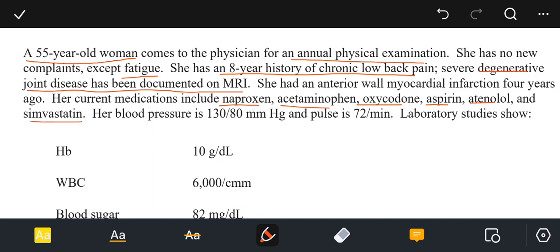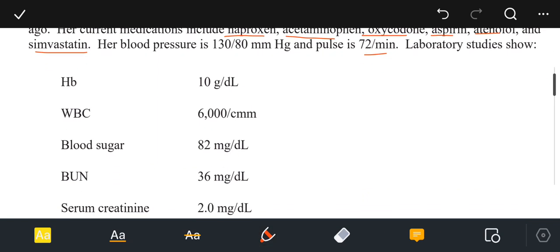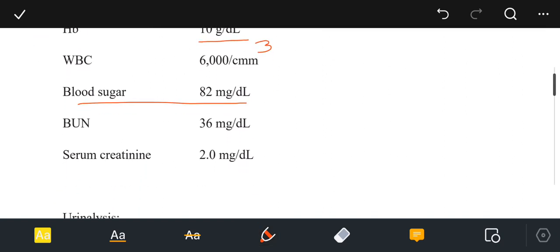Her blood pressure is 130 by 80 millimeters of mercury and pulse is 72 per minute. Lab studies are as follows: hemoglobin is 10 grams per deciliter. That's kind of low. WBCs are 60,000 per cubic millimeter. Blood sugar is 82 milligrams per deciliter. BUN is high, that is 36 milligrams per deciliter, and serum creatinine is also high, that is 2 milligrams per deciliter.